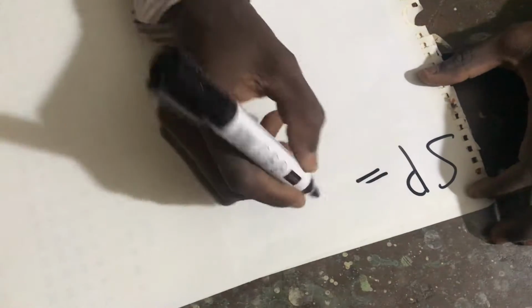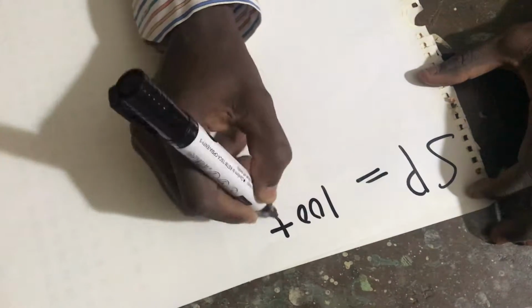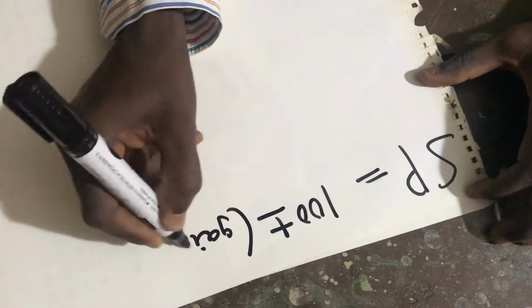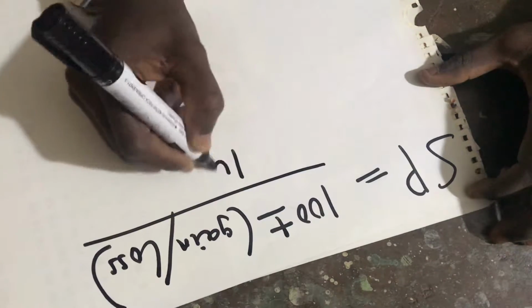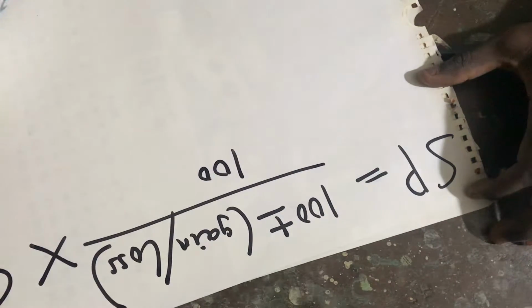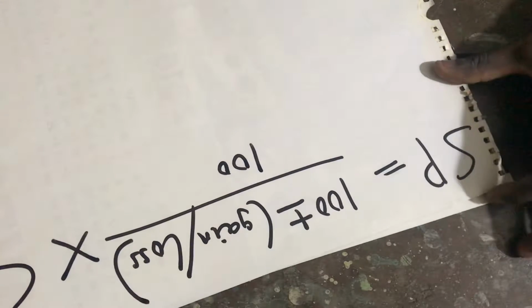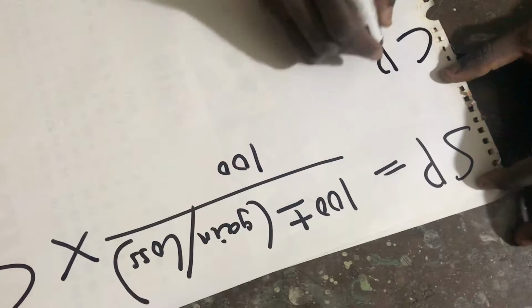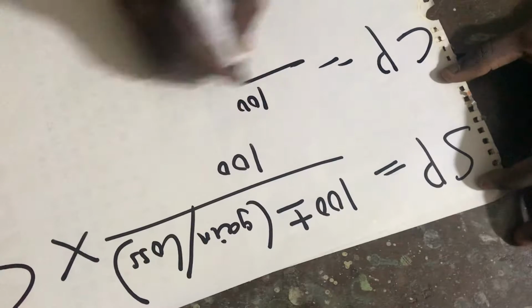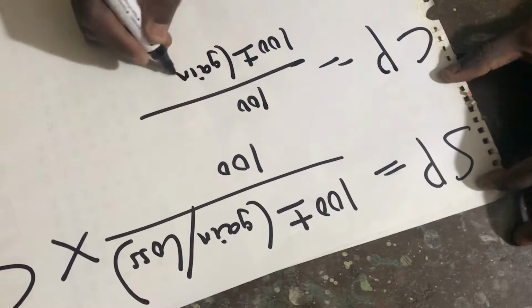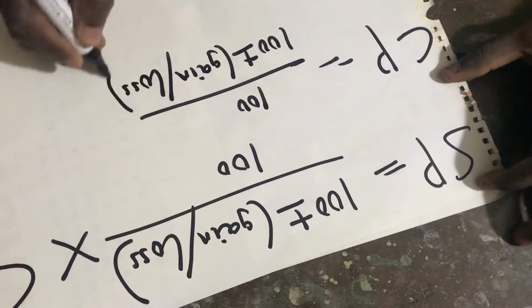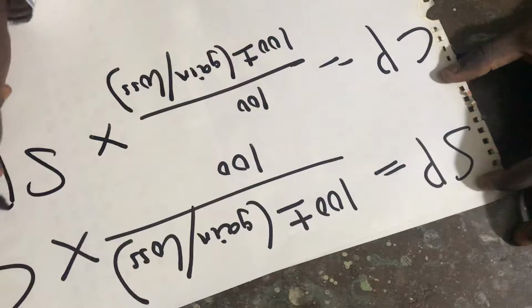Selling price, SP, equals 100 plus or minus gain or loss over 100 times cost price, and cost price equals 100 over 100 plus or minus gain or loss times selling price.